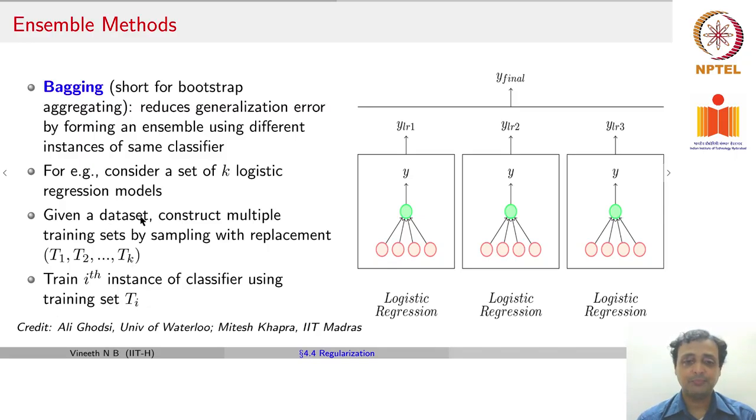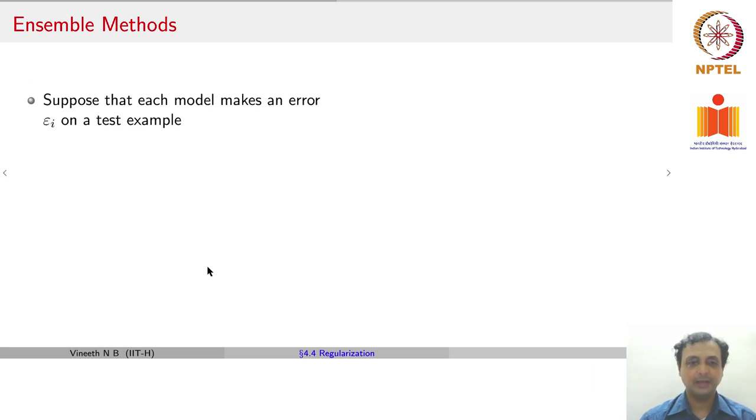Given a training data set, you construct multiple training sets by sampling with replacement. So you construct k different data sets from your original data set by sampling with replacement. If you had a data set with 10,000 data points, you take 1,000 of them, train a model, replace them, take another 1,000. So you can train as many models as you like when you start sampling with replacement. And each such model here is trained with the corresponding training data set. So you can get k such models now using k samples of your training data.